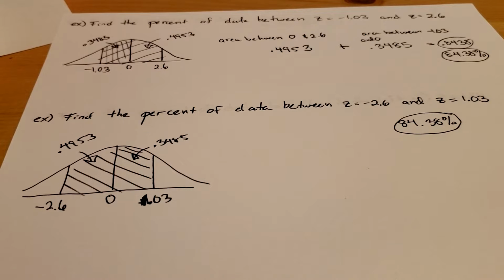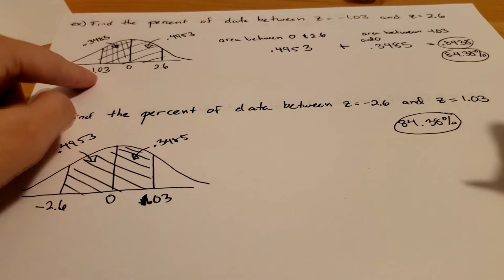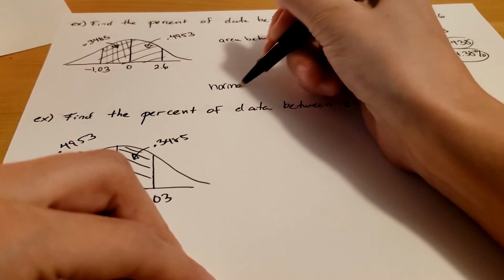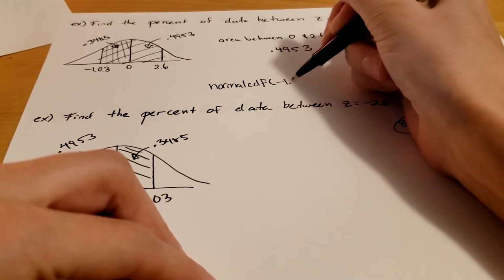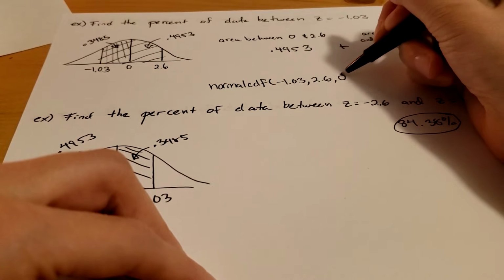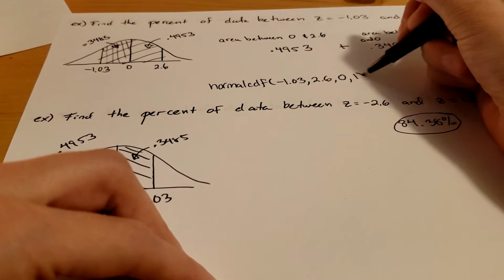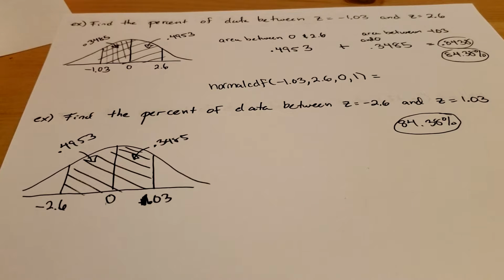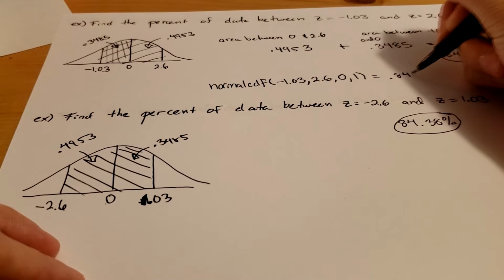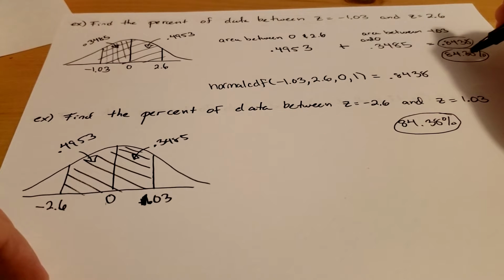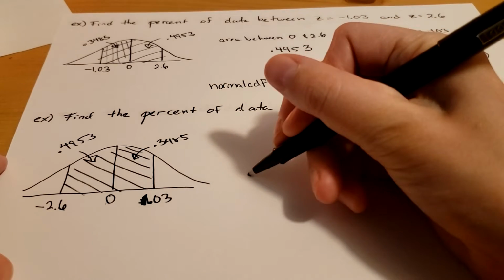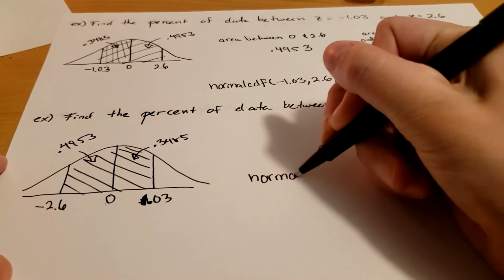Okay, now we can talk about how to solve this on the calculator. Again, it's pretty much the same thing as what we did in the last video because we have a clear lower and upper limit. So if we were to put this in the calculator, we would go to normal CDF. Our lower is negative 1.03. Our upper is 2.6. This is standard normal, so our mean is 0, and our standard deviation is 1. And then we'll see what the calculator gives us. The calculator gives us 0.8438, which matches the answer that we got over here. If we were to use the calculator to solve the mirror image problem, we would get the same thing, but we could input it differently.